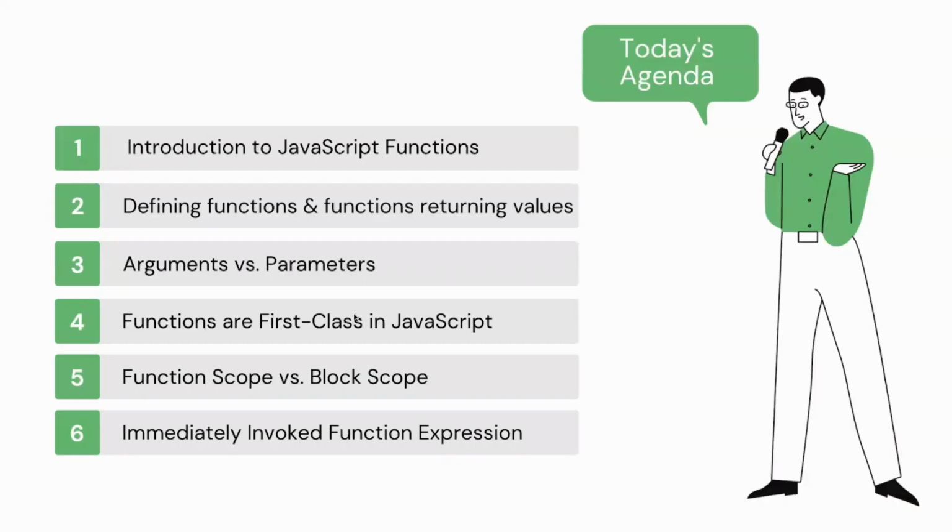So today's agenda, I'll be talking about what is a JavaScript function, how we can define a function and the functions which can return values, what are the differences between arguments and parameters, why functions are called first class in JavaScript, what is the difference between function scope and block scope, and lastly, immediately invoked function expression or IIFE. So these are the agenda for today's session.